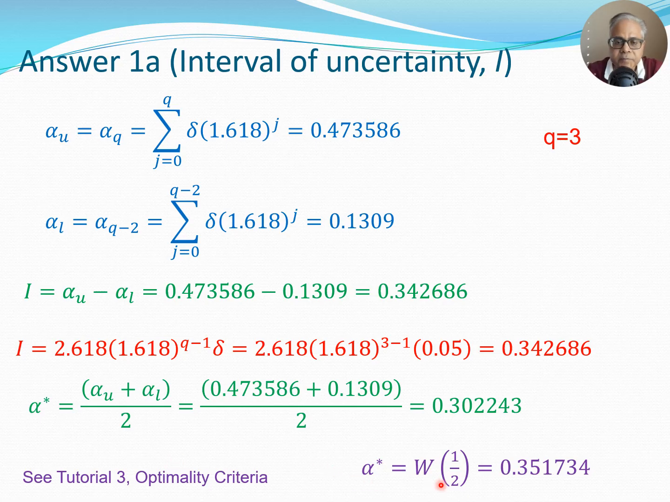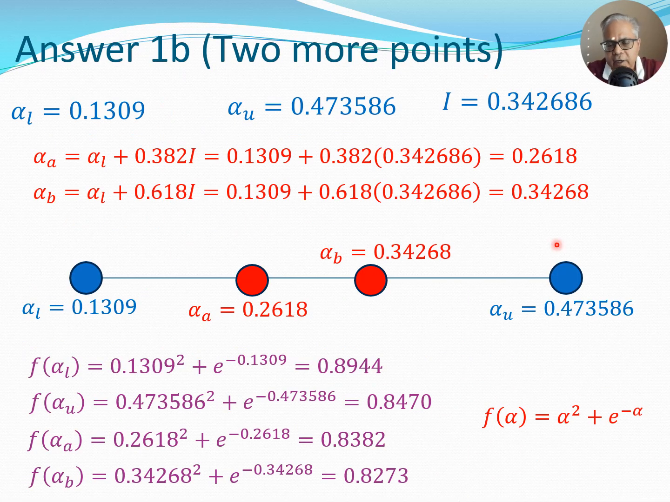Now you probably recall that in tutorial 3 for optimality criteria we had obtained alpha star, the exact solution in terms of the Lambert W function, and that was 0.351734. So we are close to it but not very close. So we have to now do some more math which is actually required by the golden section method.